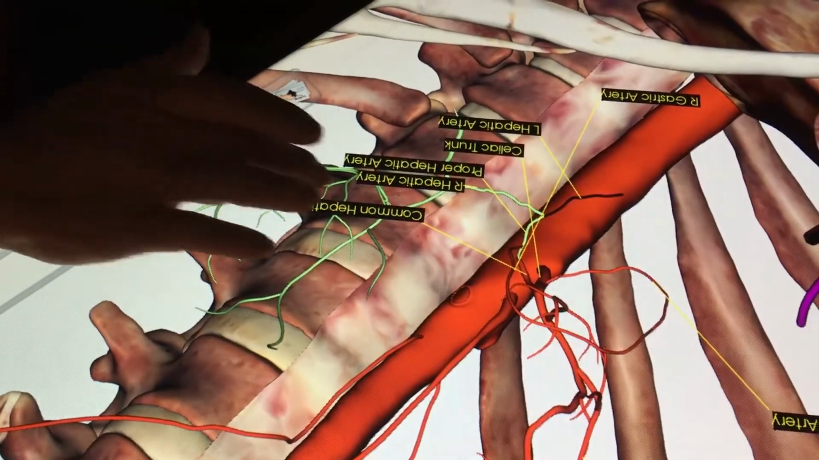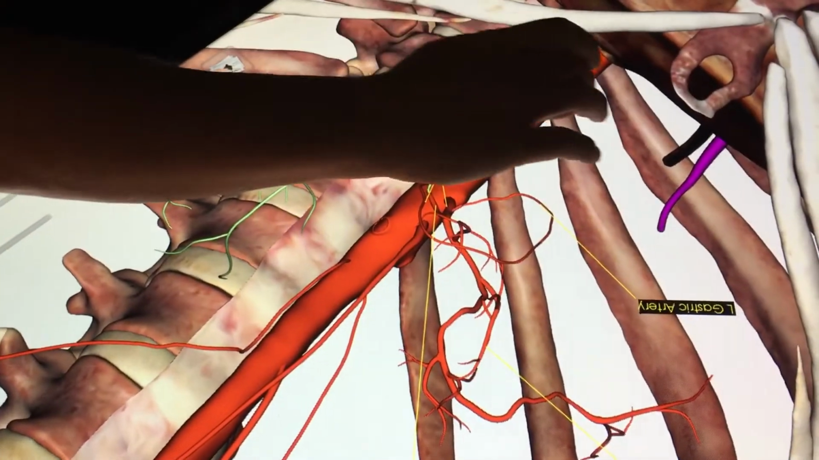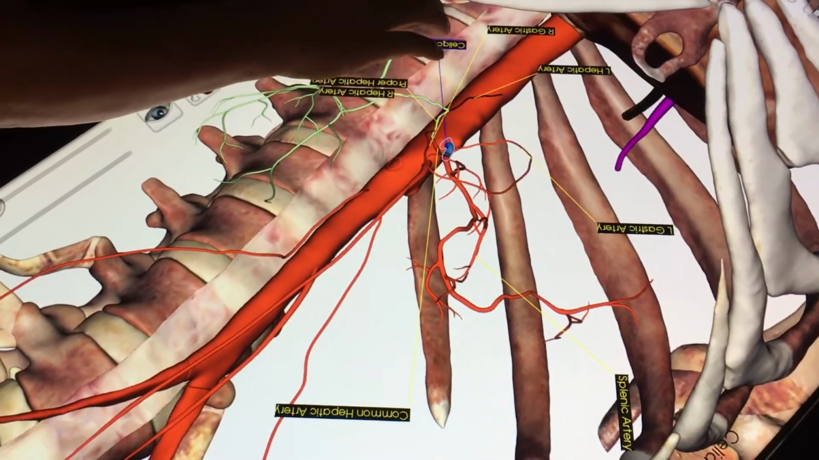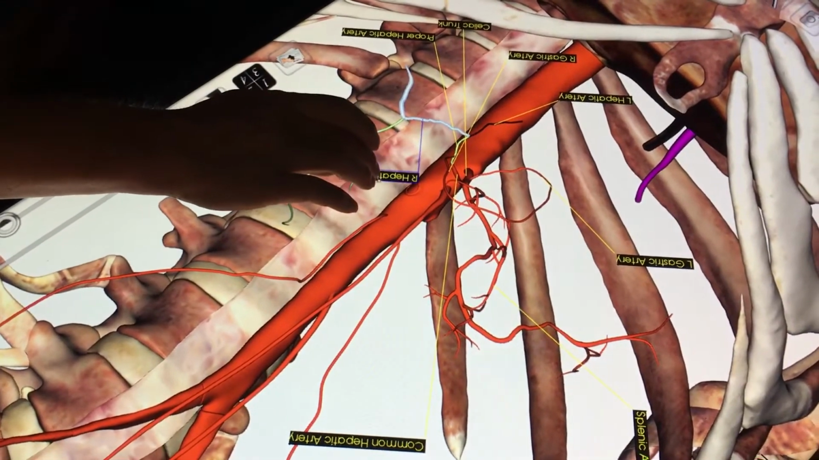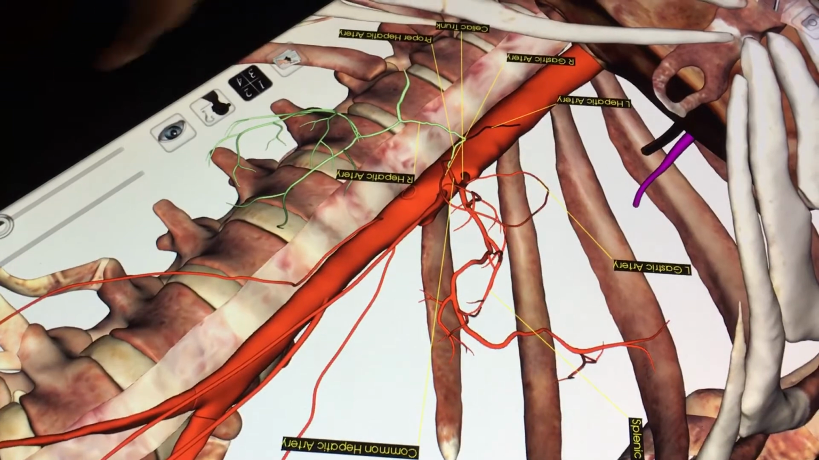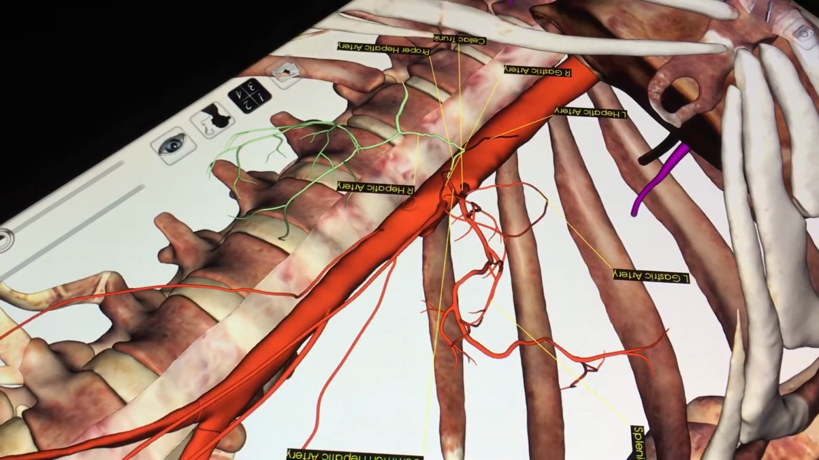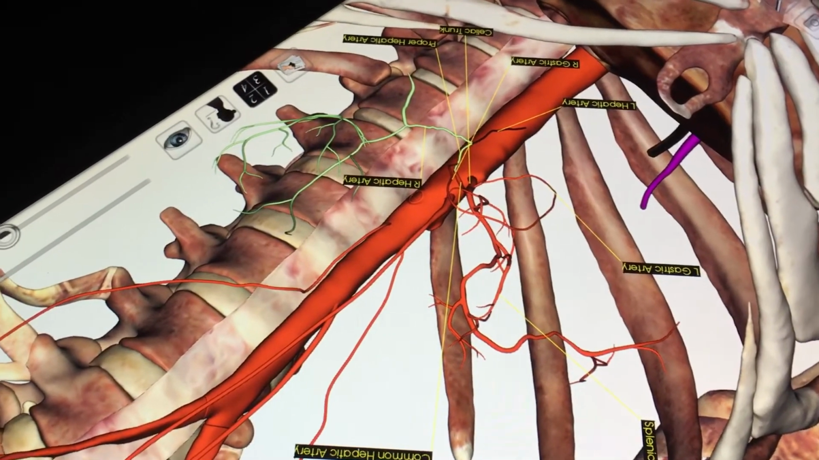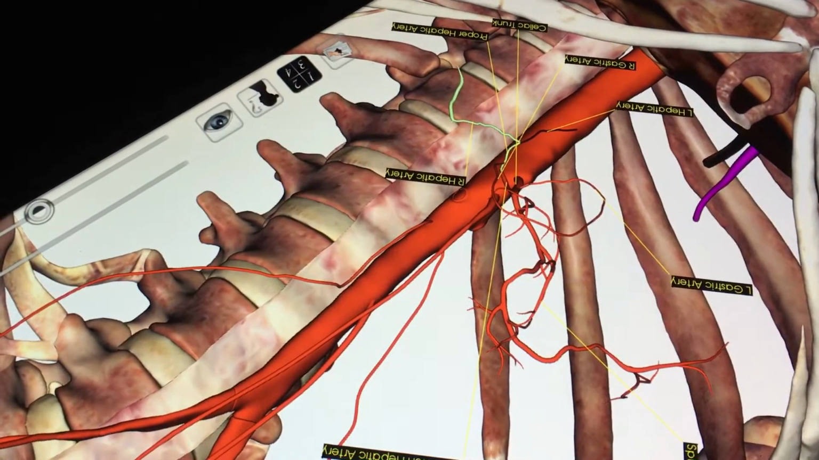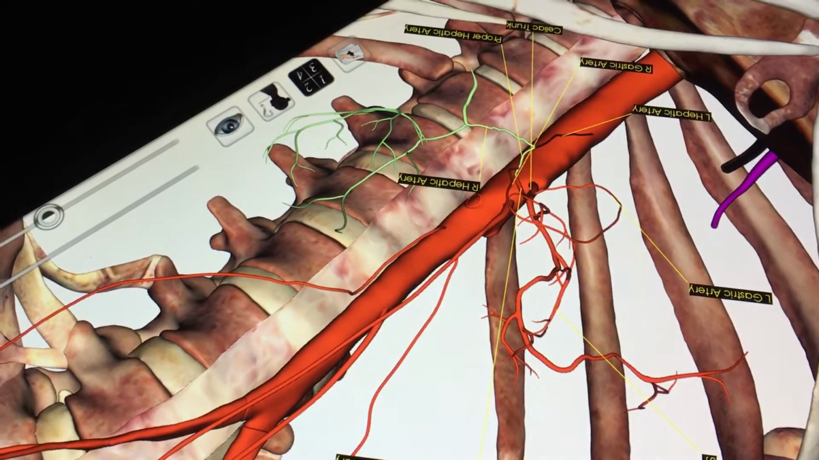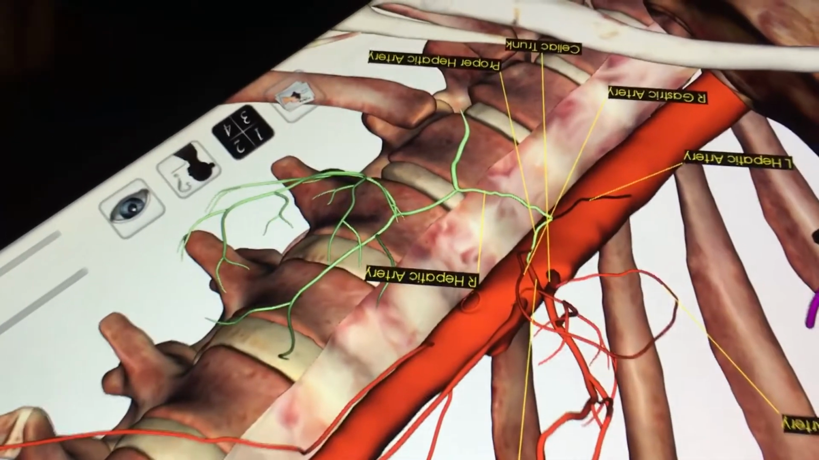So now let me spread some of this out. Proper hepatic artery and right hepatic artery. And now let's put in the cystic artery. And the cystic artery is there in green, right here.